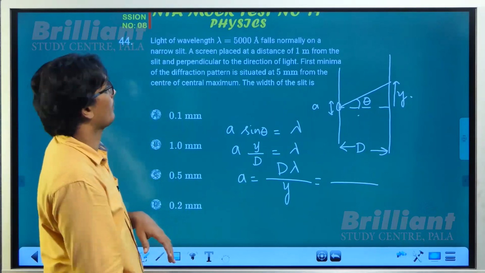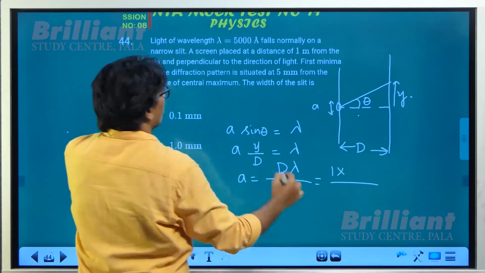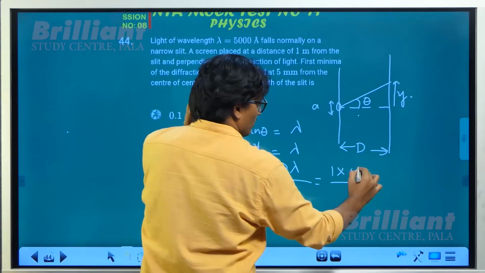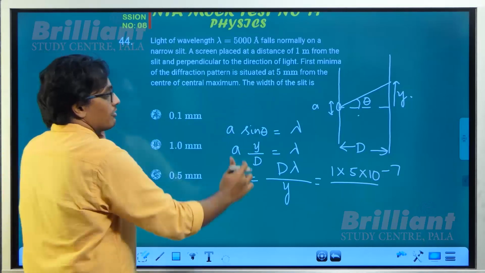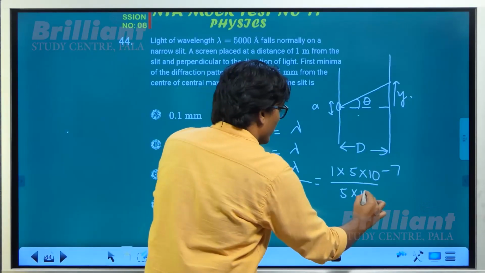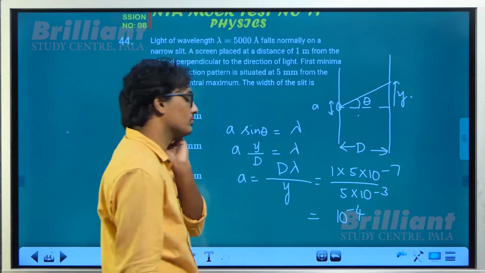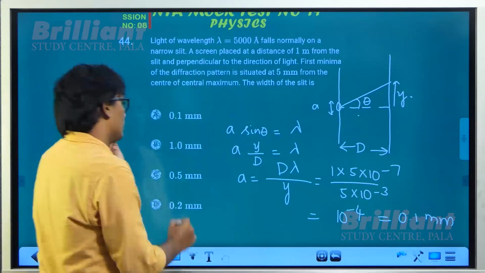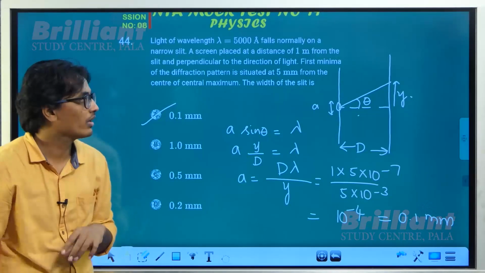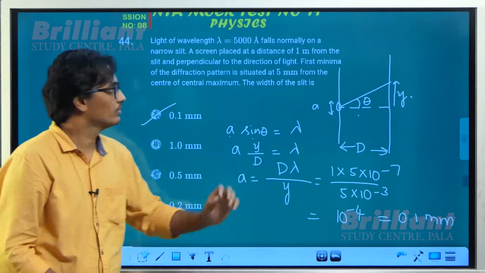They have given everything. Capital D is 1. Wavelength is 5000 angstroms or 5 into 10 power minus 7. Y is 5 mm, 5 into 10 power minus 3. So you'll get 10 power minus 4 or 0.1 mm. So this is the width. At the first minima, a sin theta is equal to 1 lambda.